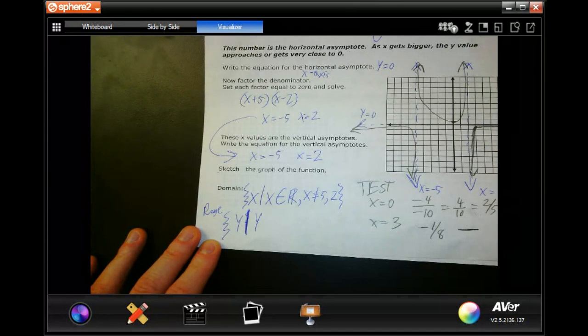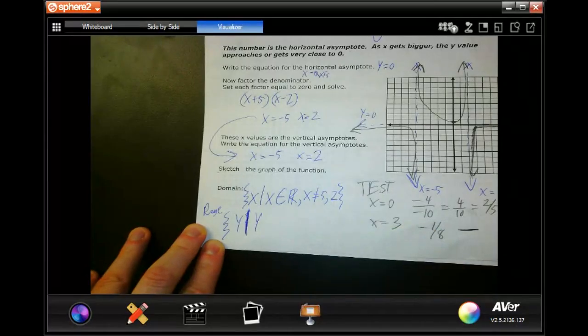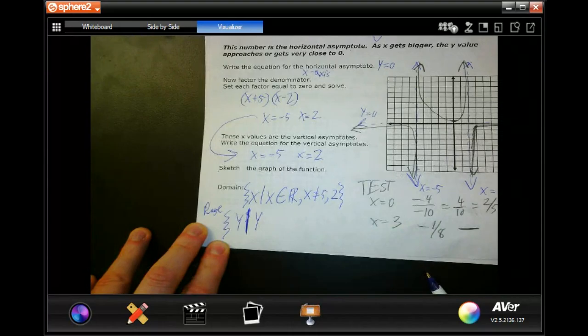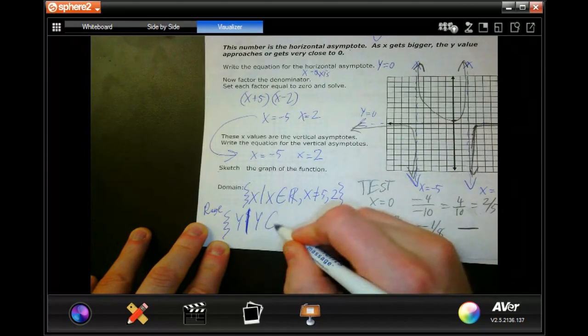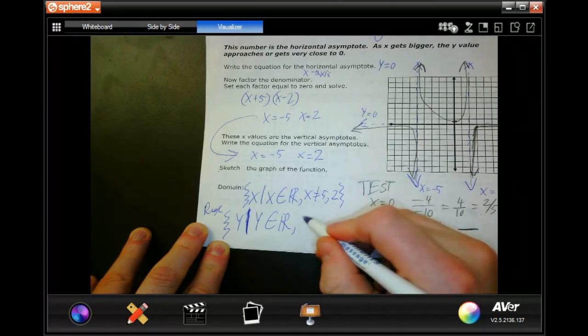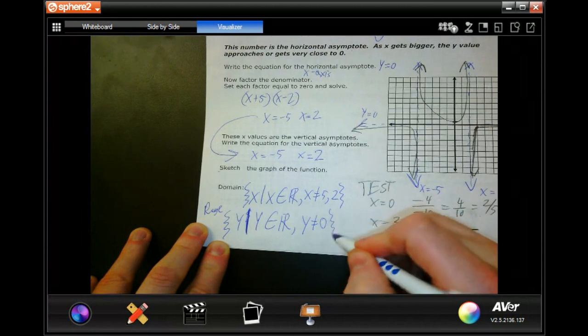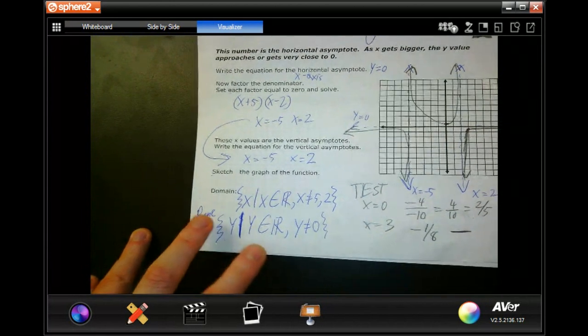You could write both. Some people like to write x does not equal 5, x does not equal 2. You can do a list of answers when you're in set notation like that. All right, y is an element of the real numbers. y does not equal 0. Yep, the x-axis is the horizontal asymptote.